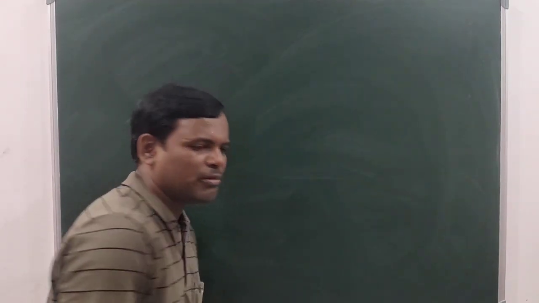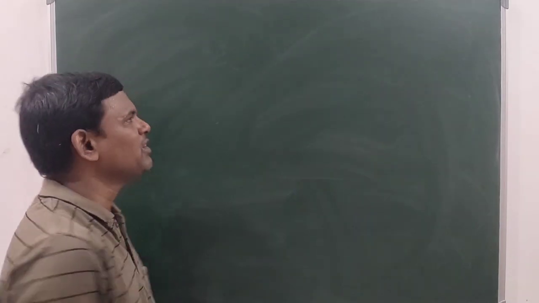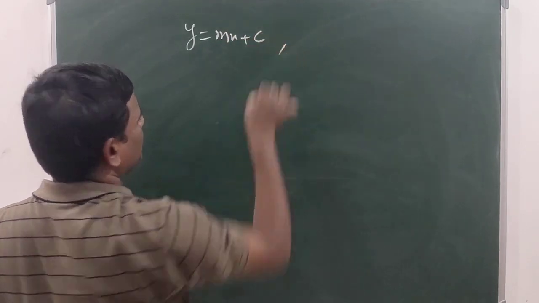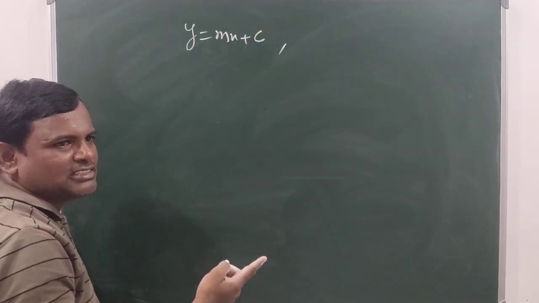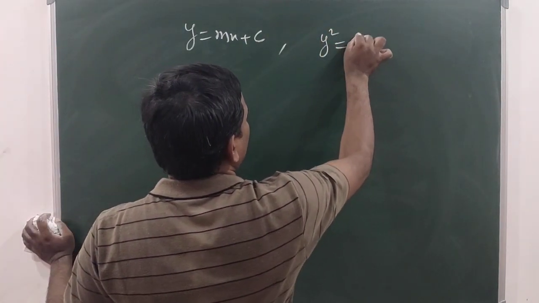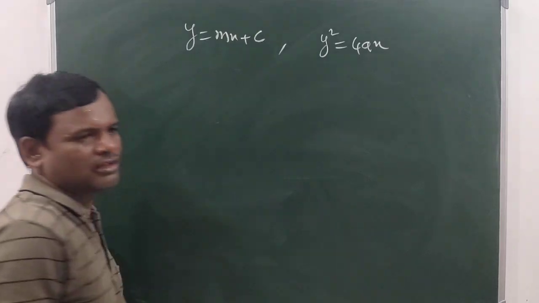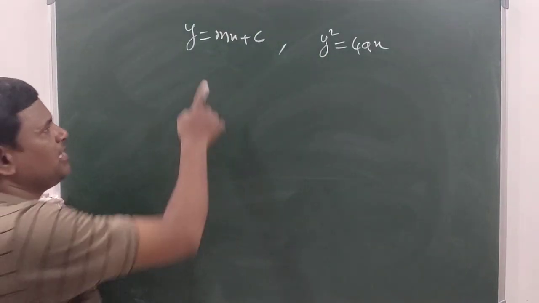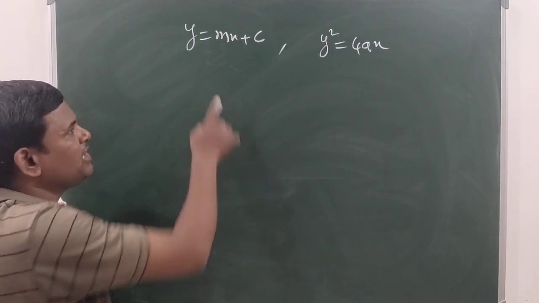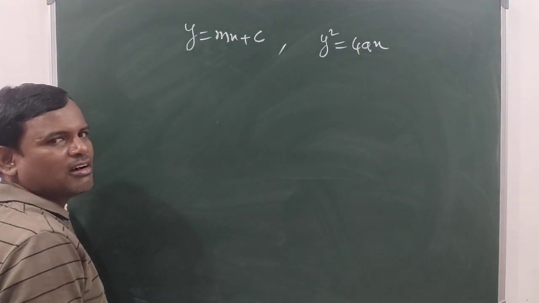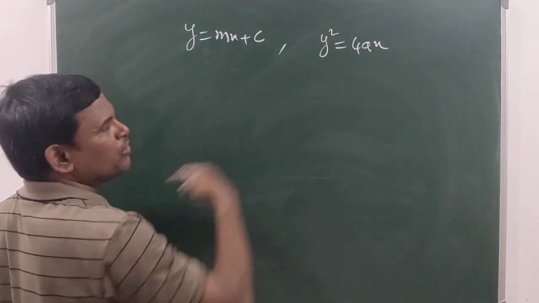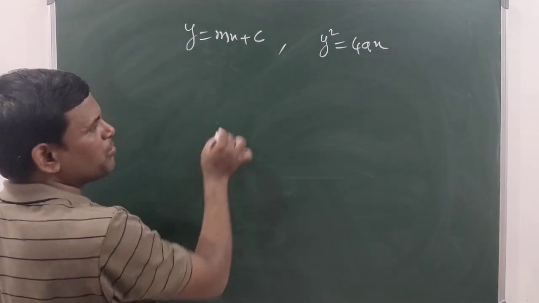Now what I am asking you: write the condition for this line y equal to mx plus c to be a tangent, secant, or no relation. So what is the standard form of the parabola? y square equal to 4ax. One line equation is given, one parabola is given, check whether it is a secant or tangent or no relation. So what I have to do is replace this y by this mx plus c.